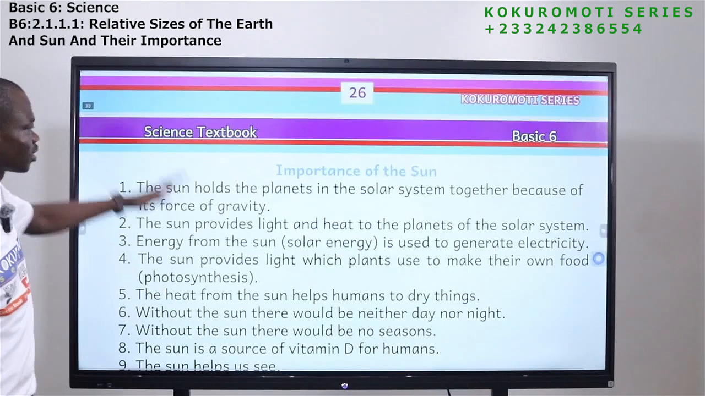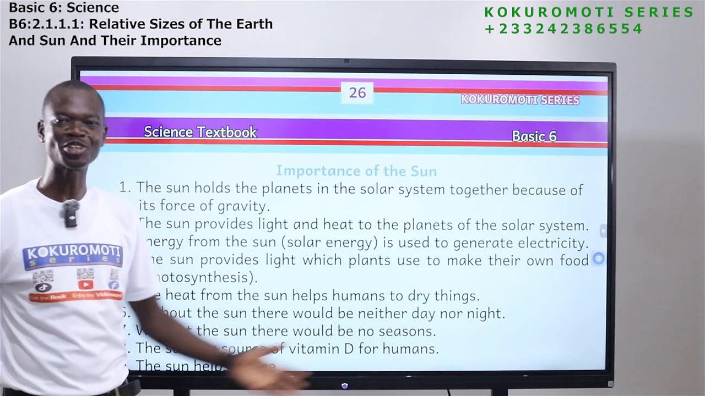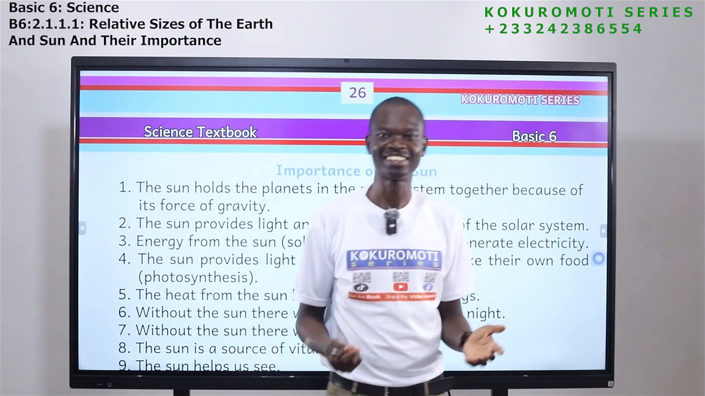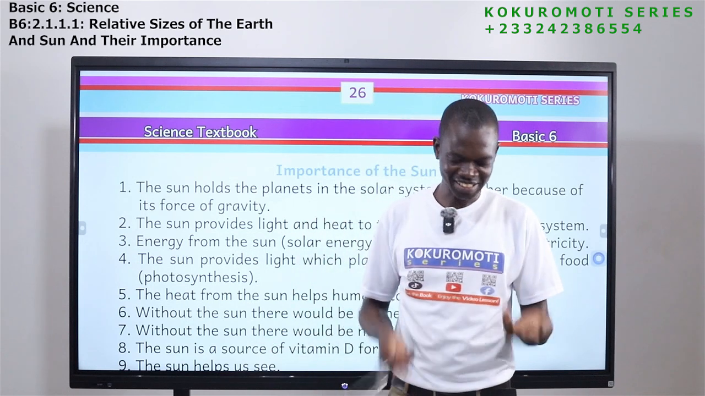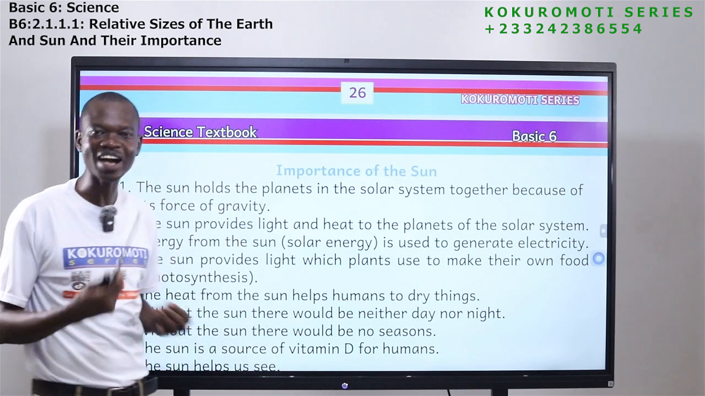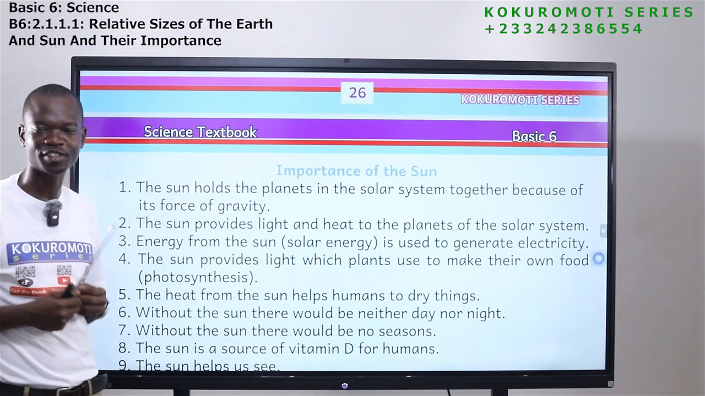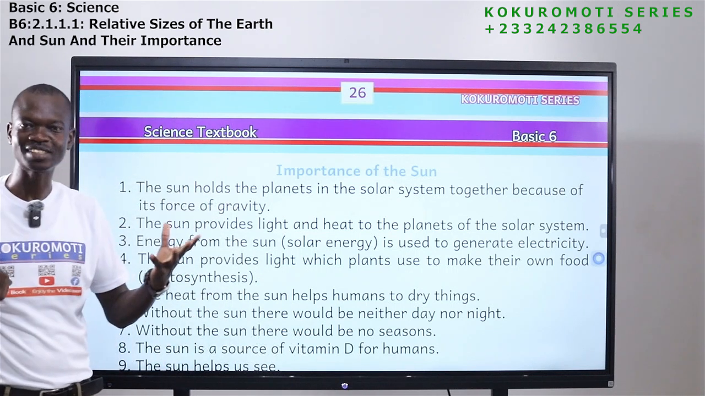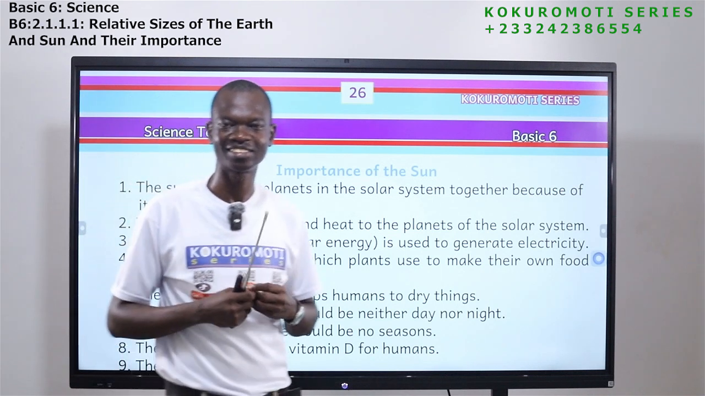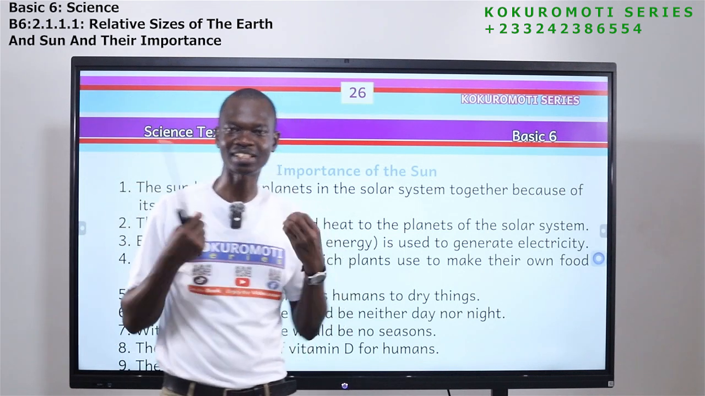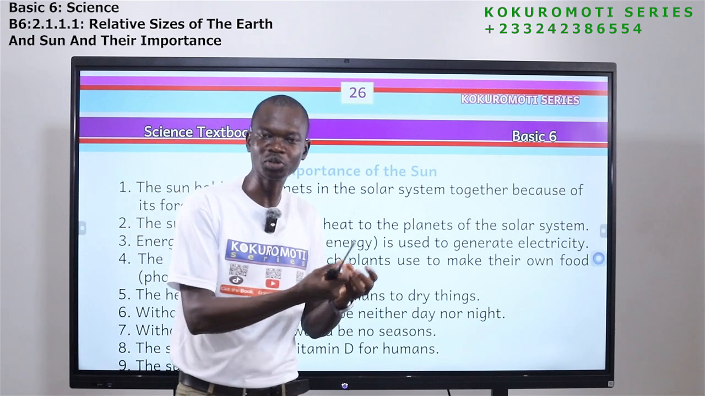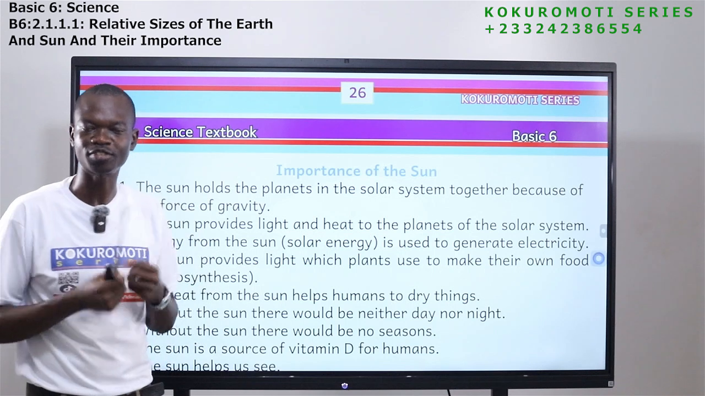Okay, now let's look at the importance of the sun. As for this one, you know it. There are many, they are countless. Human beings, animals, plants, we all benefit from the sun. Human beings, what are some of the things? We are able to see because of the sun, because the sun gives us light. It also gives us heat, and we are able to dry our things because of the heat from the sun.